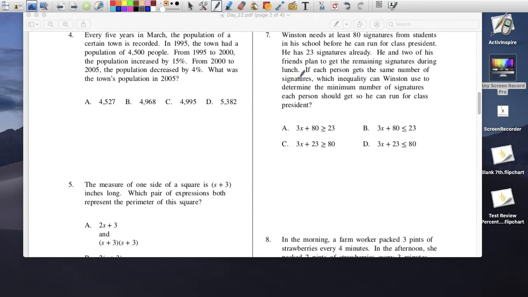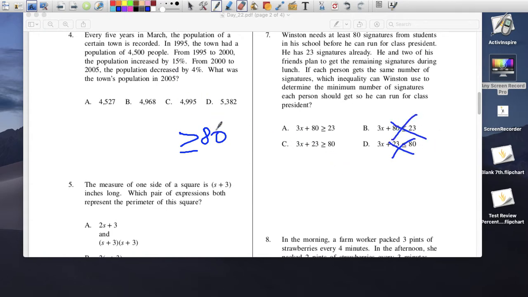If each person gets the same amount of signatures, which inequality can Winston use to determine the minimum number of signatures each person should get so he can run for class president? He needs at least 80 signatures, so whatever he's getting has to be greater than or equal to 80. That could be a hint already of what to look for. Anything pointing the other way, you can get rid of. So this and this right away could be garbage.